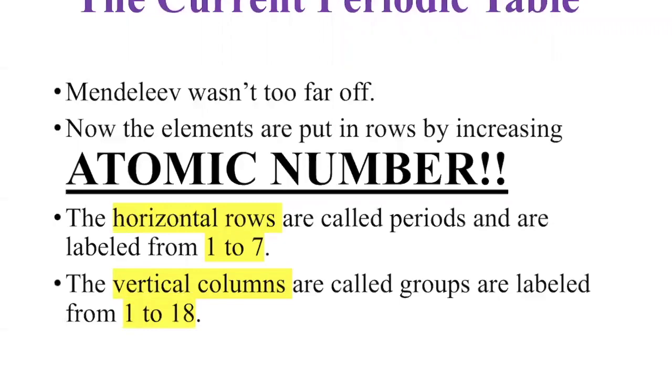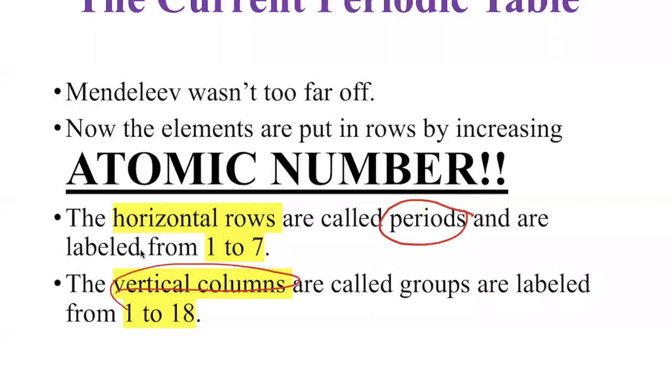So in the periodic table, we have 7 rows. Those are called periods. They are in order of atomic number, not atomic weight. We have 18 vertical columns, which we call families. Sometimes they call them families, groups.